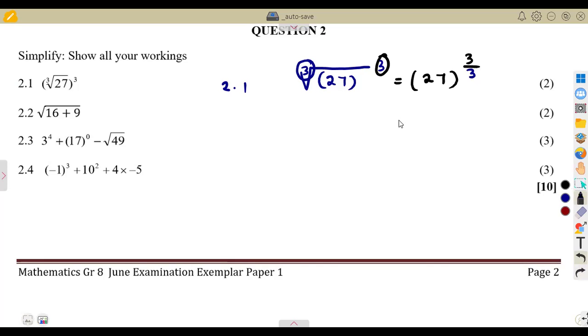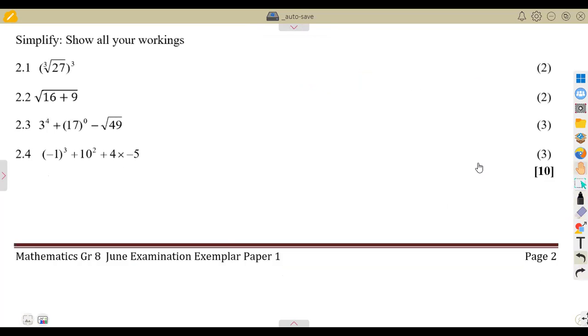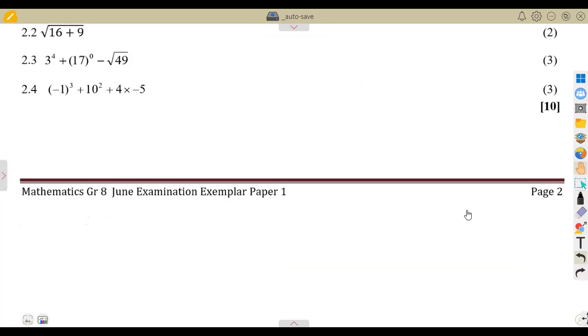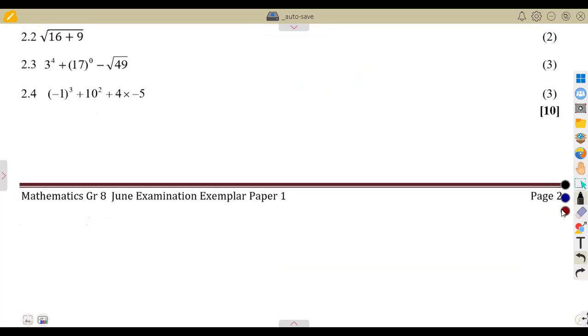So meaning to say this is going to be 27 to the exponent of 3 over 3, which is 1. That is 27 to the exponent of 1, which is what? Just 27. As I talked about different methods, make sure that you watch that video so that at least you understand your basics of simplification.